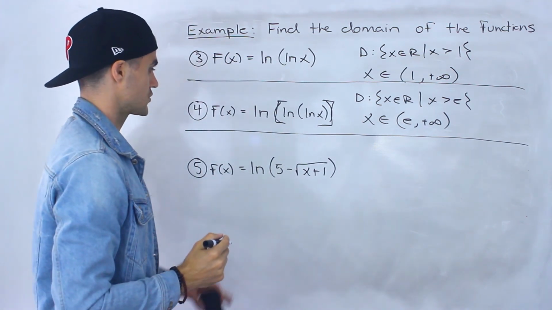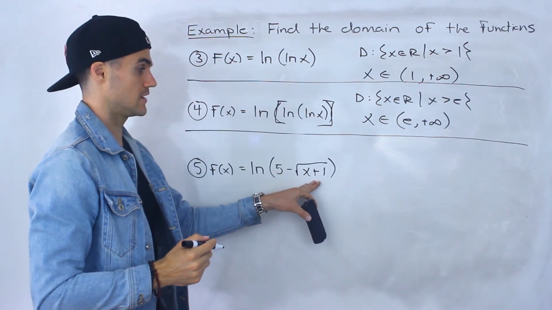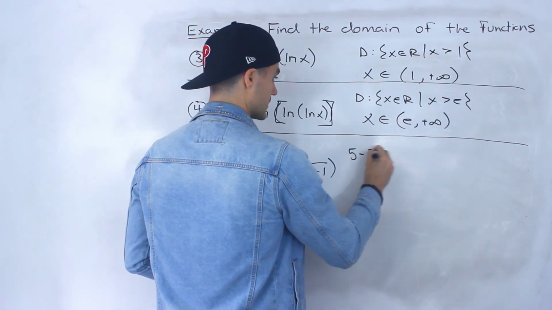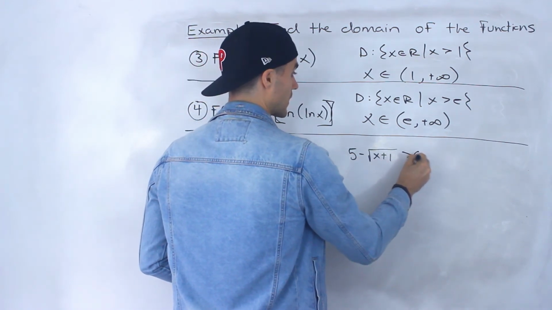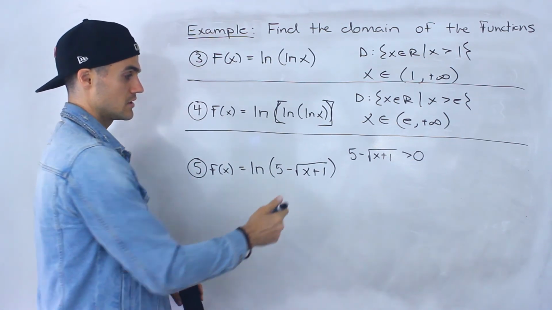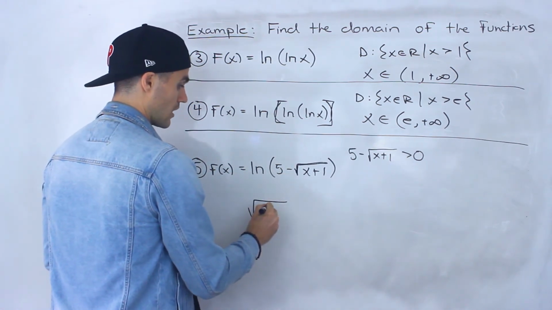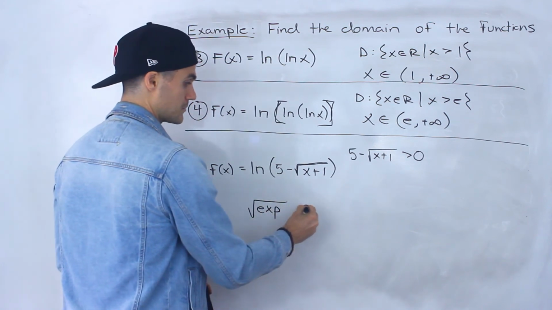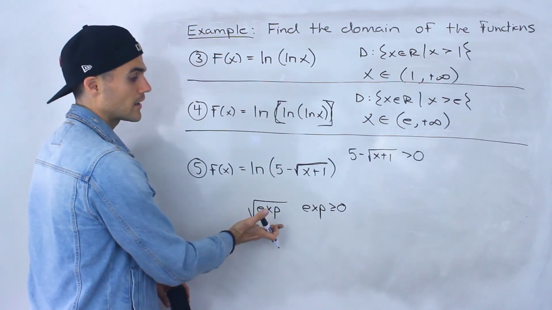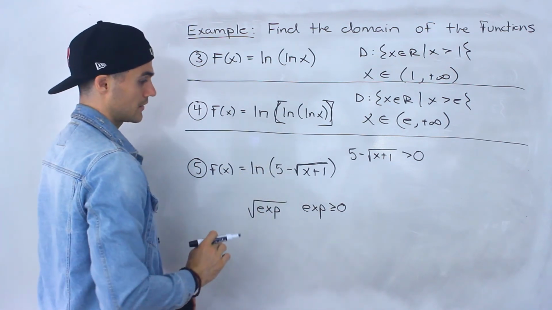And then finally the 5th function, we got ln of 5 minus the square root of x plus 1. So like before, that whole expression, 5 minus root x plus 1, has to be greater than 0. But also notice there's an additional restriction. We got the square root of x plus 1. And whenever you have the square root of some kind of expression, it basically means that expression has to be greater than or equal to 0. Unless it's in a denominator, then it has to be just greater than 0. But notice this is not in a denominator.